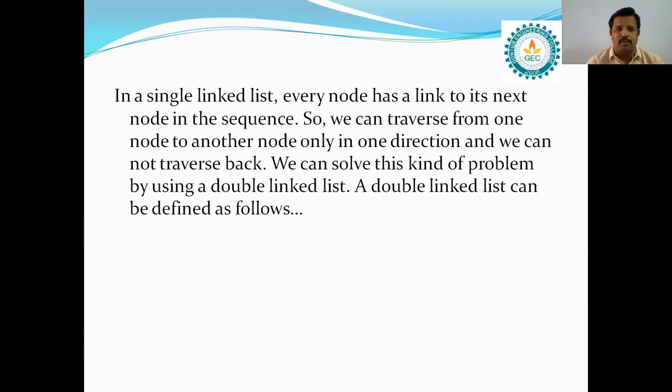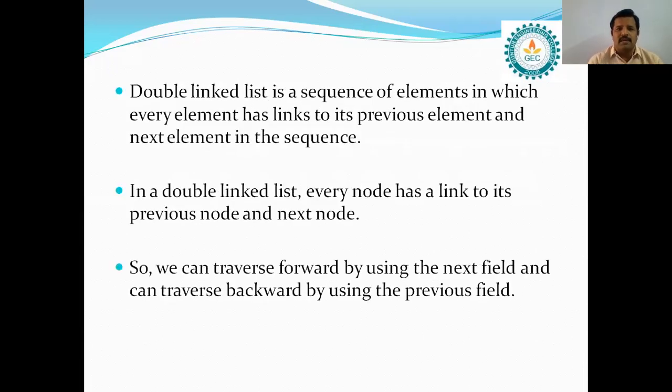We can solve this kind of problem by using double linked list. Double linked list can be defined as follows. The double linked list is a sequence of elements in which every element has links to its previous element and the next element in the sequence. In double linked list, every node has a link to its previous node and the next node. So we can traverse forward by using the next field and traverse backward by using the previous field. So in case of double linked list, the traversing can be done in two directions, both in the forward direction and in the backward direction.